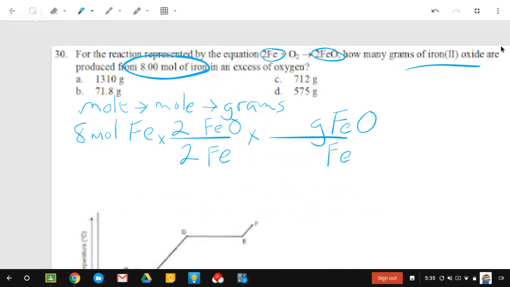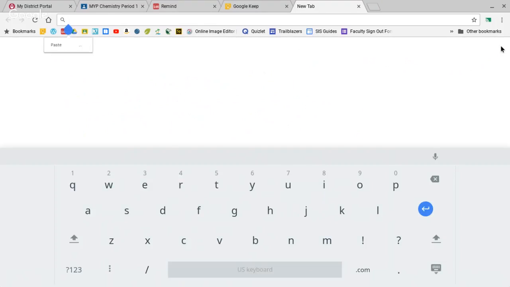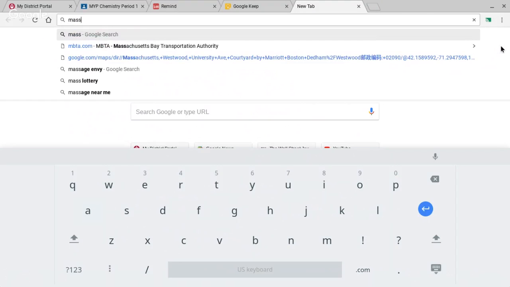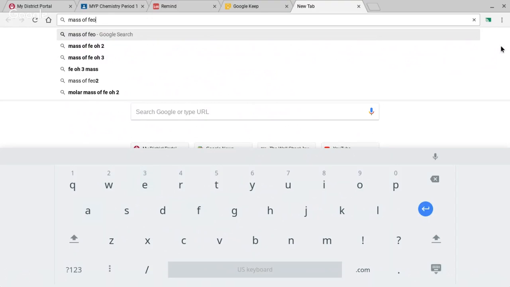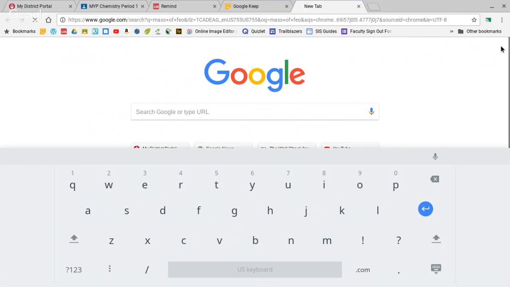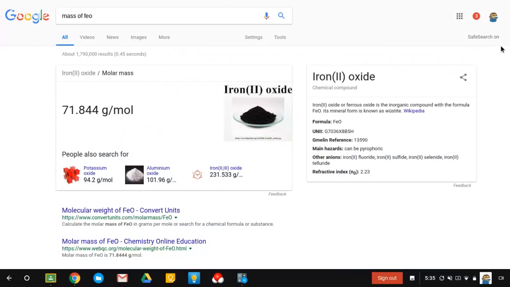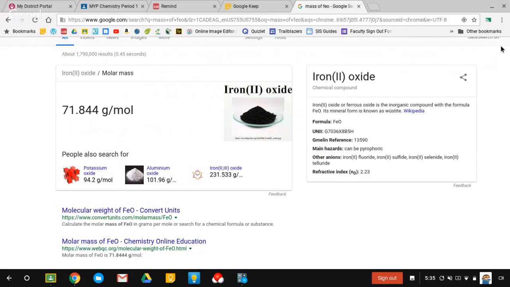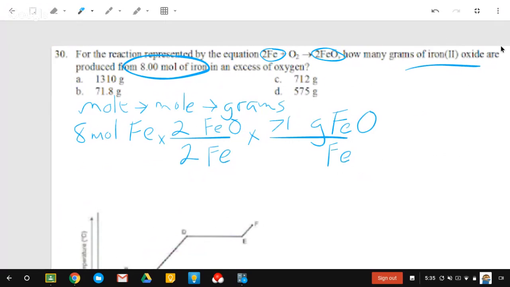I don't know what the mass of iron oxide is. I forgot what iron is. Oxygen is 16. It's some decent sized number. So I'm just going to Google it really quick. Mass of FeO. 71. Make sure that's right. Yeah, FeO, right? 71.8. If I had a periodic table, I would have added it up. 71.8.